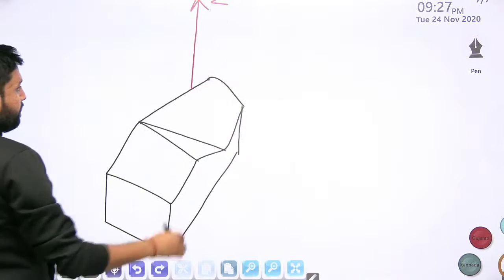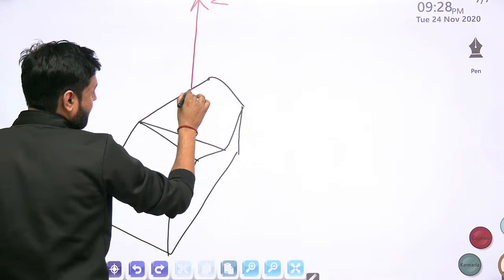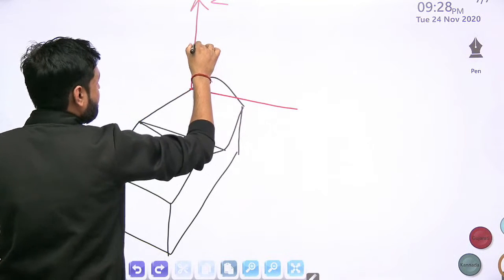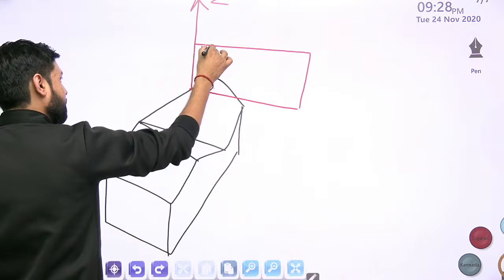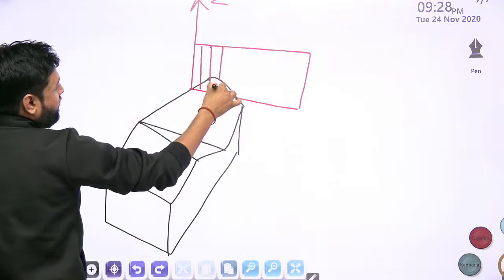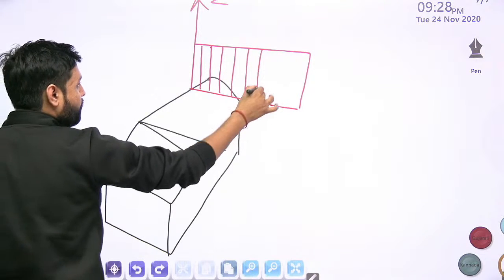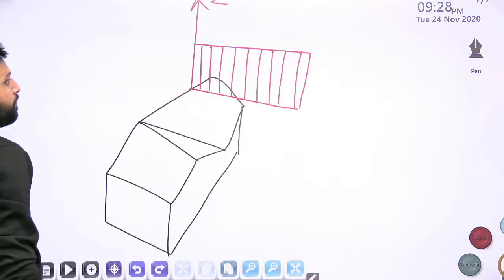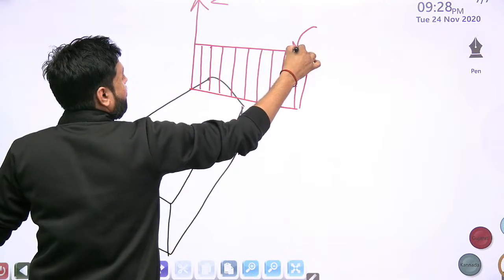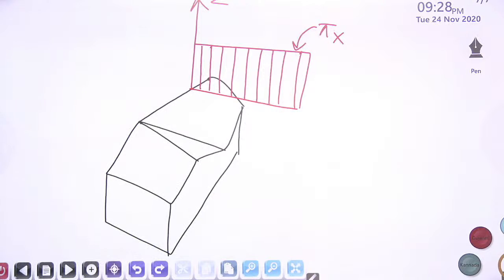Z-axis. Here we have a plane like this, and this plane is your pi y plane. This plane is actually your pi x plane.